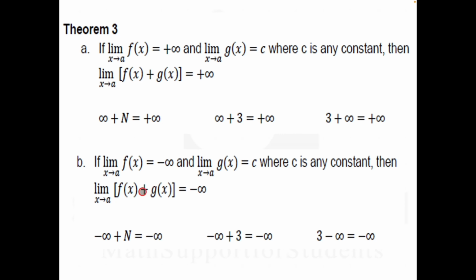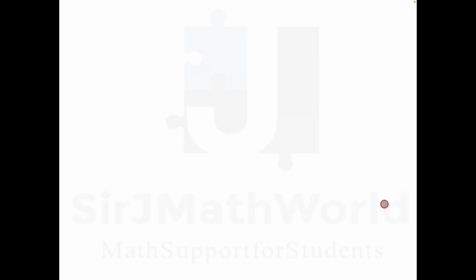So, when we add, we have here that the function f of x is negative, therefore this is negative, plus the g of x is any constant. So, any number. Negative infinity plus n is equal to negative infinity. For example, we have here negative infinity plus 3 is still negative infinity, or 3 minus negative infinity is still negative infinity.